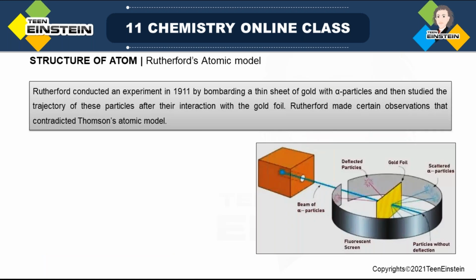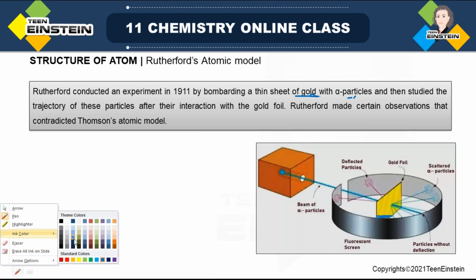After Thomson's atomic model, the next important model is Rutherford's atomic model. He conducted an experiment in 1911. How? By bombarding a thin sheet of gold. Here you can see this yellow thin sheet of gold, and it is bombarded with alpha particles. Now what are alpha particles? Because we are seeing it for the first time.